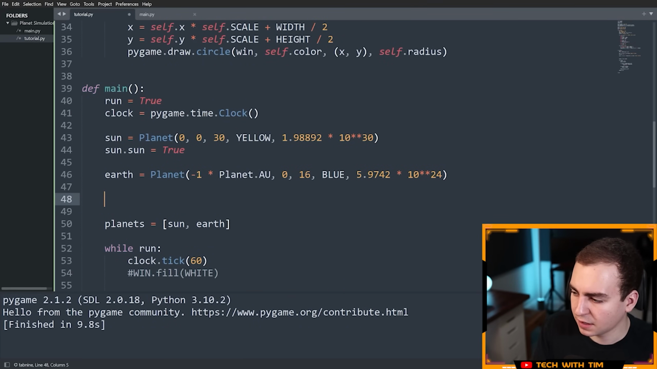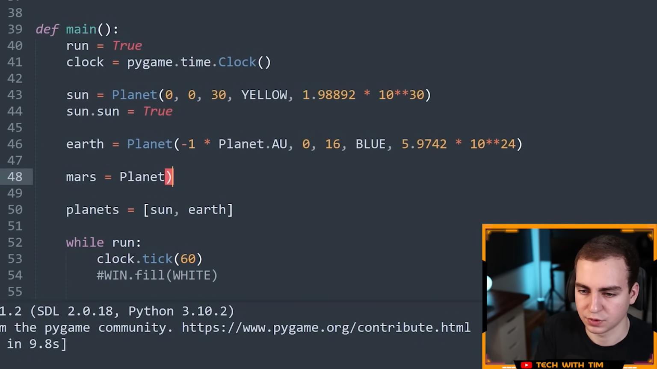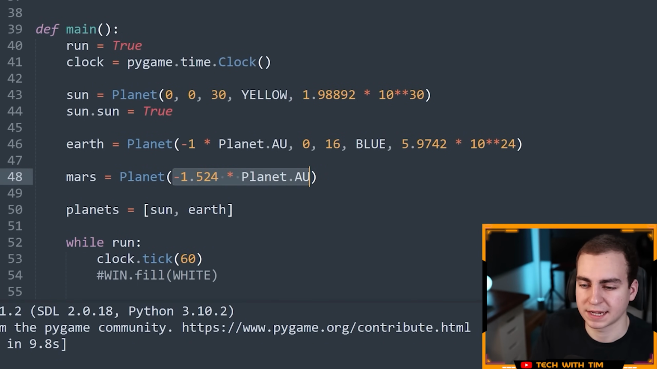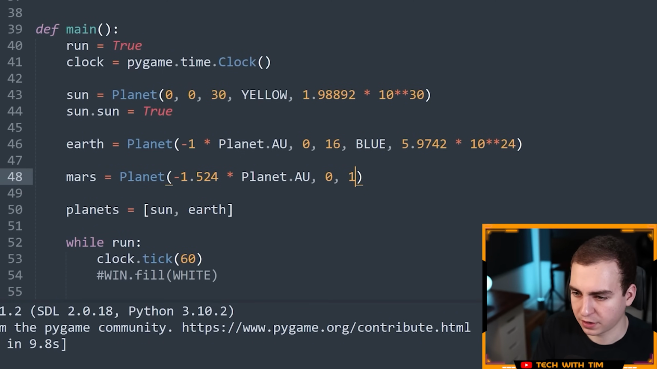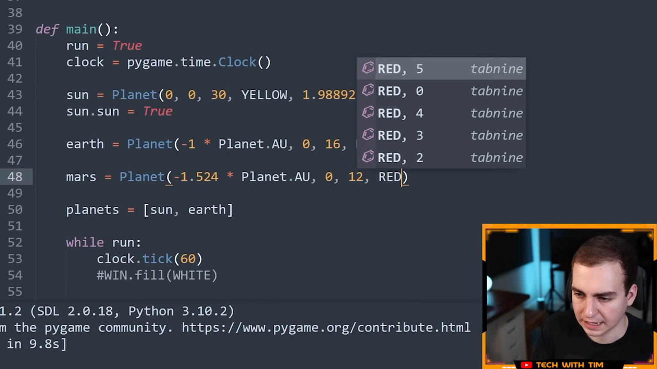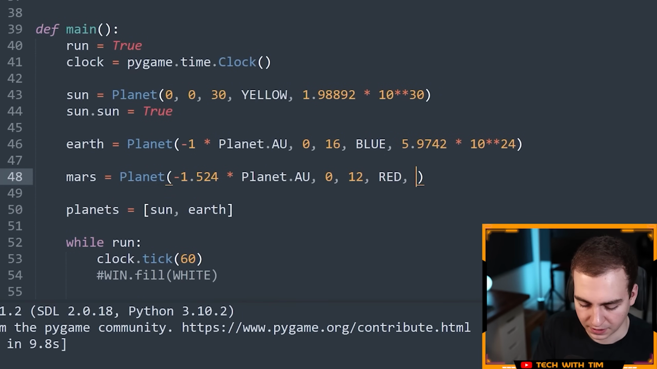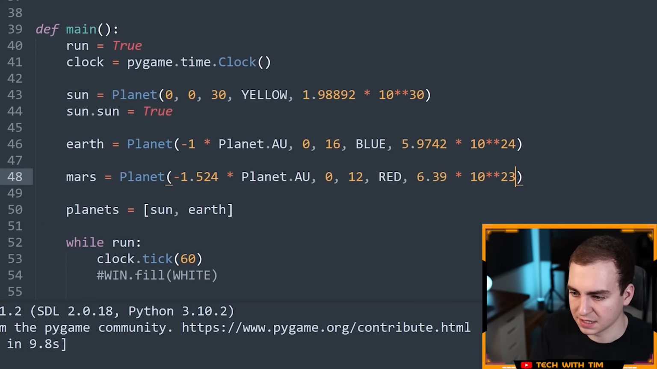The next planet that I want to do, let's look here, is going to be Mars. So let's say Mars is equal to a planet. Now, the distance for Mars is going to be this. Let me just copy it in. It's going to be -1.524 times planet.au. Again, we're going to put its y coordinate at 0. The radius of Mars, it's much smaller than Earth, so we're going to go with 12. It's going to be red, which I'll define in a second. And then the mass of Mars is a little bit less than Earth as well. So that's going to be 6.39 times 10 to the exponent 23.